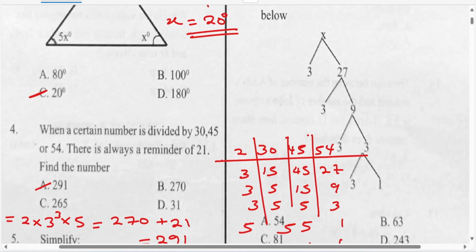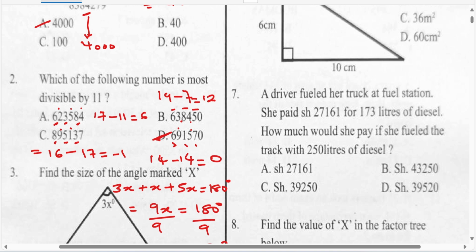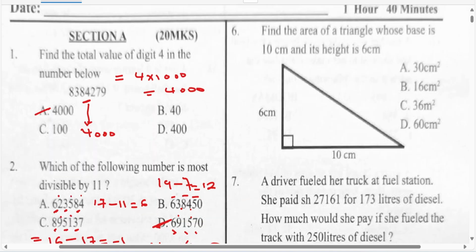So let's go to question 6. Basically, this is a very easy paper. Question 6 says, find the area of a triangle whose base is 10 centimeter and its height is 6 centimeter. So this is a triangle, a right angle triangle. And how do you find the area of a right angle triangle? That is given by this formula, a half times base times height. This is your base and this is your height.